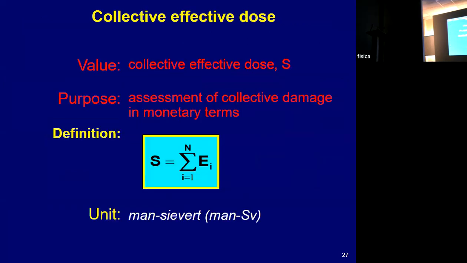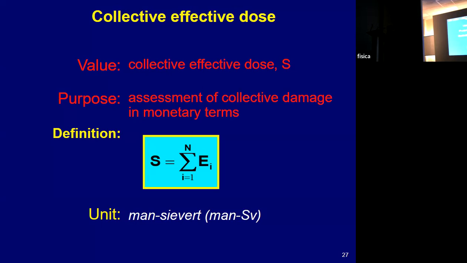A special dosimetric value intended in the field of exposure to low doses to assess the effectiveness of radiological protection is the collective effective dose S, which for a team of n people is equal to the sum of the individual effective doses of exposure of members of the team: E1, E2, up to the En. The unit of collective effective dose is man-sievert, man multiplied by sievert.